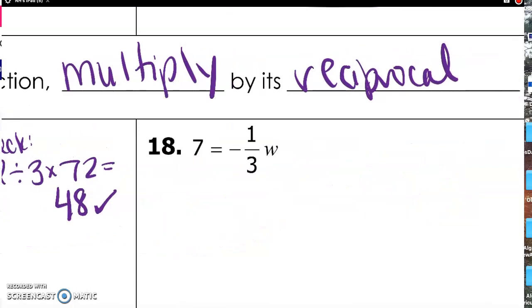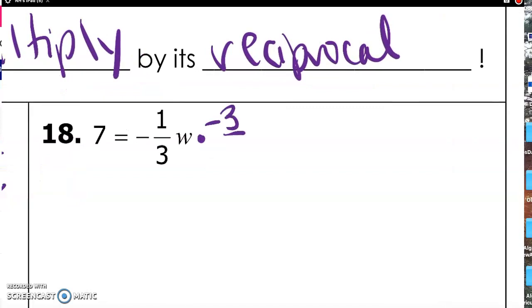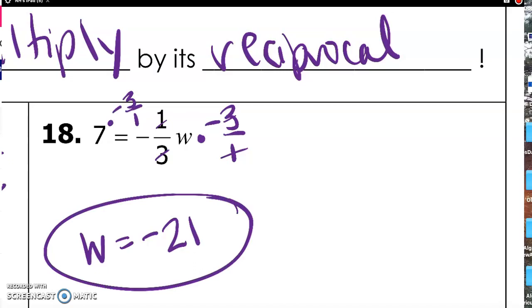Number 18, I have negative 1/3 times W. So to get rid of our multiplication, normally we would divide, but we don't divide. We multiply by the reciprocal, which is negative 3/1. So those cancel and those cancel. That's how I have W. We need to multiply by negative 3/1, or just negative 3 if you have that figured out. So W equals negative 21. So again, you would type in negative 1 divided by 3 times negative 21 to make sure it gives us positive 7.